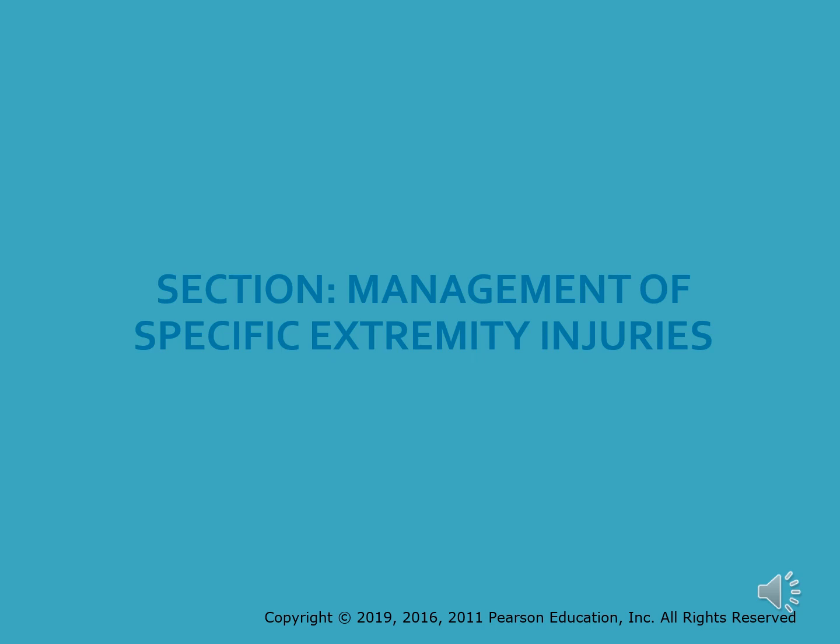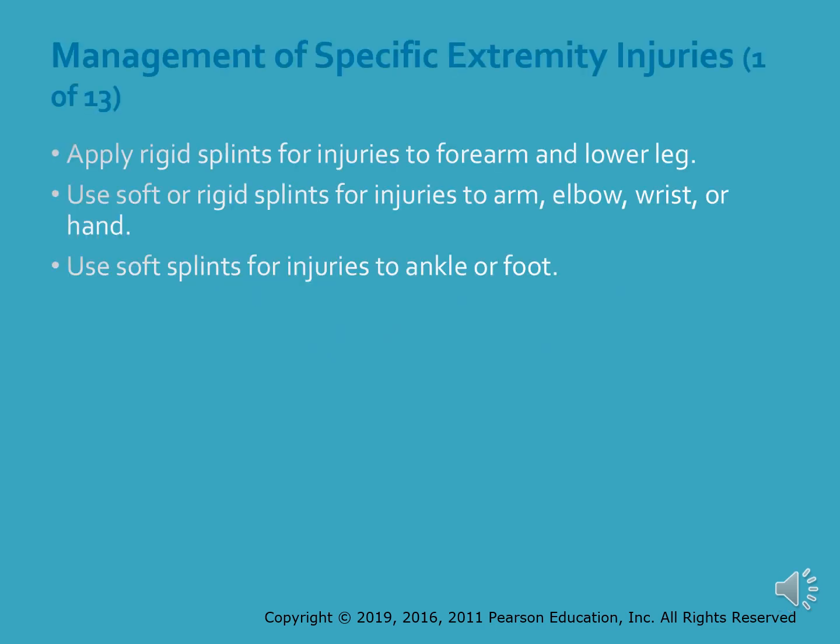In this next section, we're going to talk about the management of specific extremity injuries. The management of specific extremity injuries starts with applying rigid splints for injuries to the forearm and lower leg. You want to use soft or rigid splints for injuries to the arm, elbow, wrist, or hand, and then use soft splints for injuries to the ankle or the foot. Again, always check circulation, sensation, and motor function before and after you move that patient. This is a very important step to not forget.